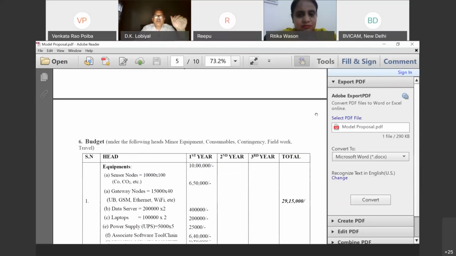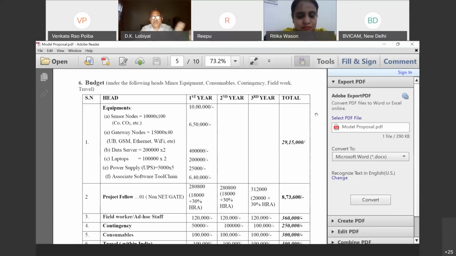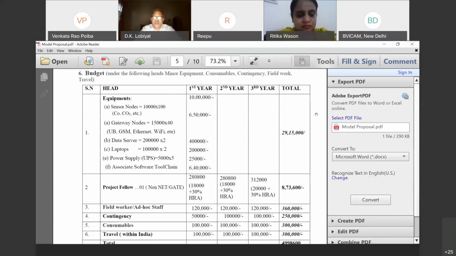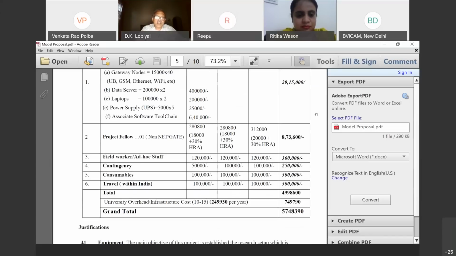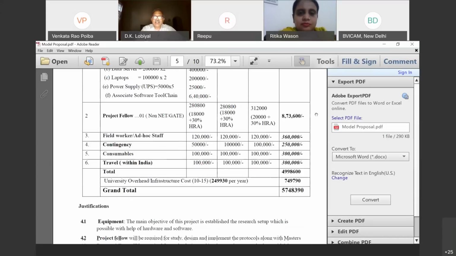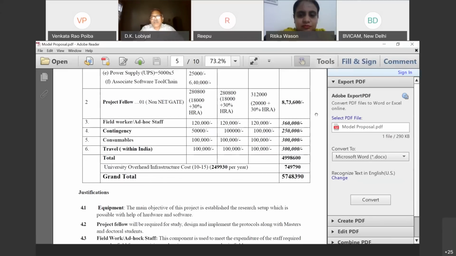Then you can have a budgetary overhead, a budgetary allocation. I said, need equipment: first year, how many you need; second year, what you need; third year, if it is a 3-year project. Then how many project fellows or staff you need, what is the salary per staff, how many you need, and what is the salary in 3 years, what is the total salary. If you need field work, then contingency, then consumables, then travel within India, and the total grant, and total cost of the project in 5 years, if you give it that way.